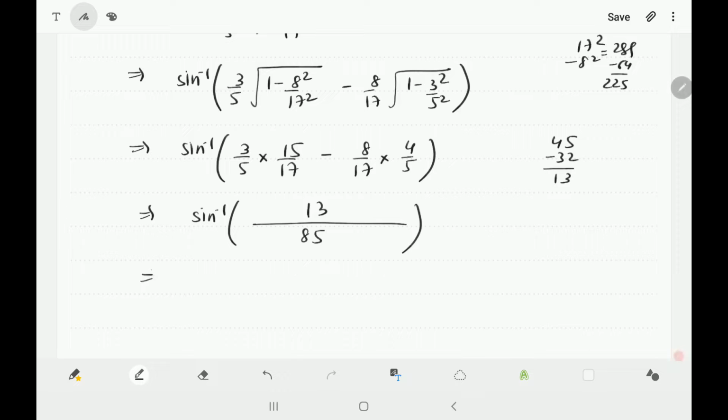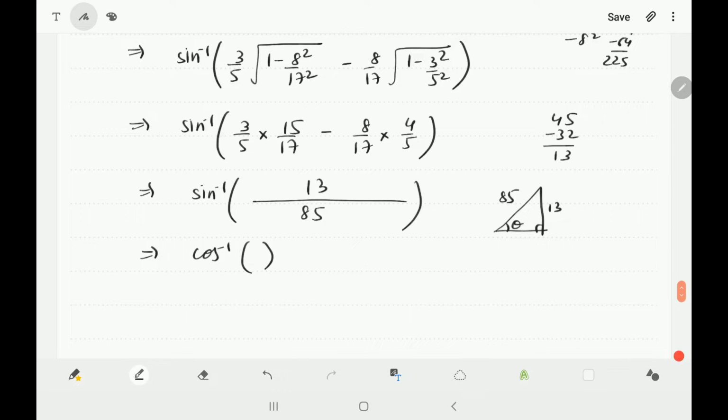But the options are given in cos inverse, so we have to write this term in terms of cos inverse. So we'll make a triangle. We will have this as theta, this will be 13 and this will be 85. You might know that if we want to find Pythagorean triplets, 13 raised to the power 2 is 169, divided by 2 will give us 84.5. So we will have 84 as well as 85, making 13, 84, 85 a Pythagorean triplet.